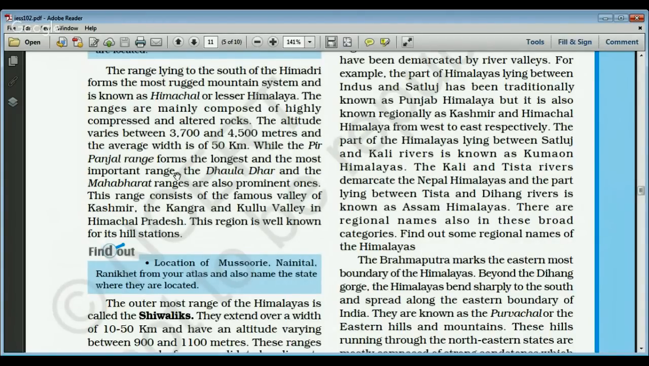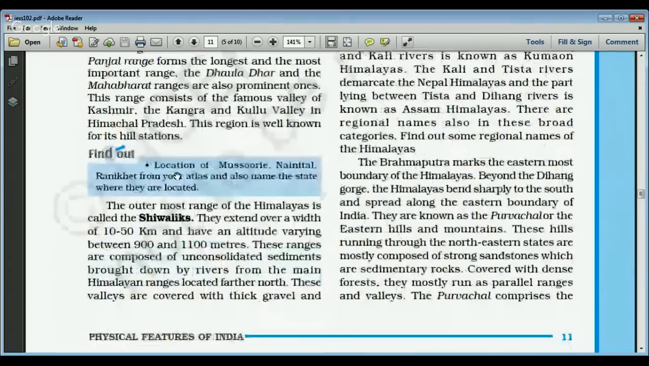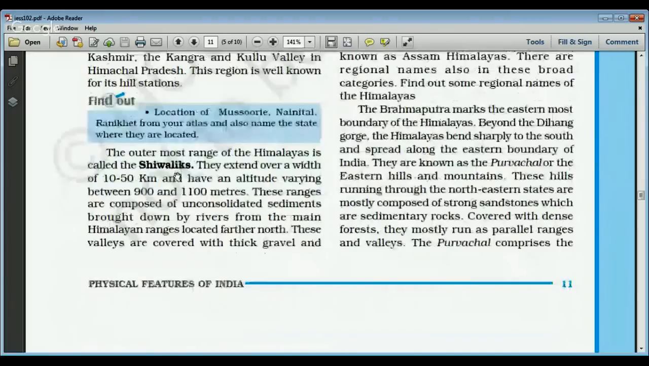And there are regional names also in this category. Now, the Brahmaputra marks the easternmost boundary of the Himalayas, and beyond the Dihang Gorge, the Himalaya bends sharply to the south and is spread across the eastern boundary of India, and there they are known as Purvanchal, or the eastern hills and mountains. These hills run through the northeastern states. They are mostly composed of strong sandstones, which are sedimentary rocks. So most parts of the Himalaya are sedimentary rocks. Please remember this.